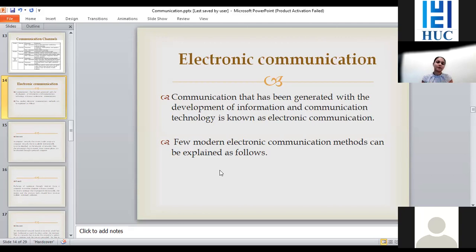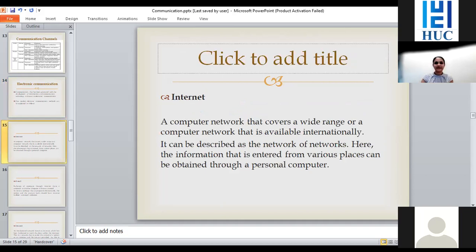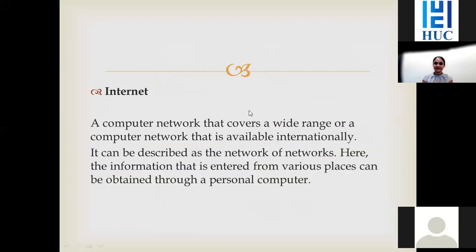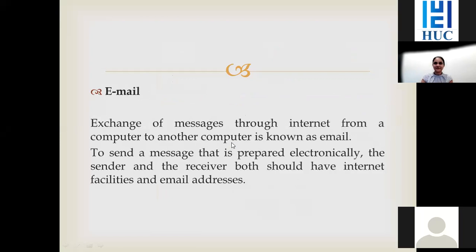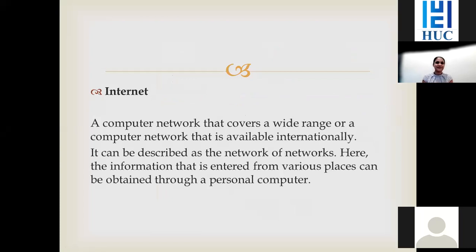So let's see some examples for this electronic communication. First one is internet. So internet, we all know what is internet means. That is a computer network that covers a wide range of area, and it's available internationally, right? We can send email, we can use like WhatsApp, that kind of apps also, right? So these all things are available because of this internet, right? It is internationally available.